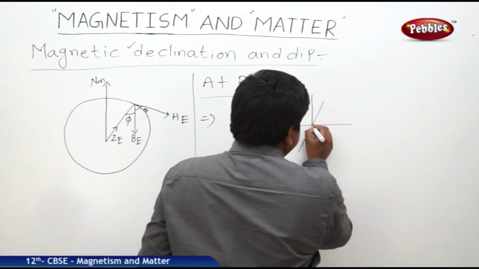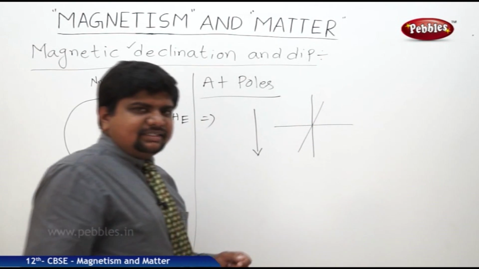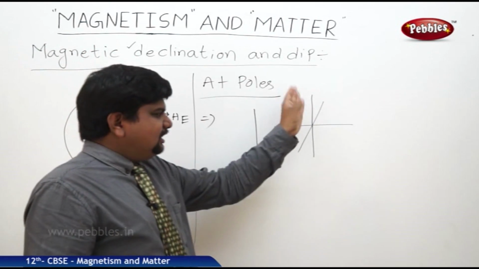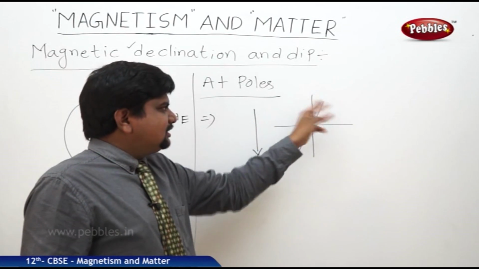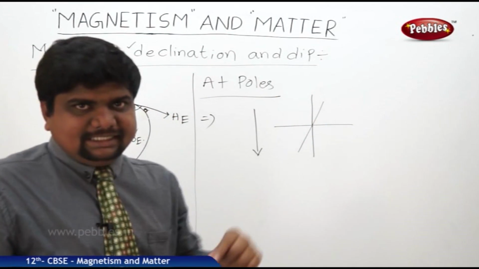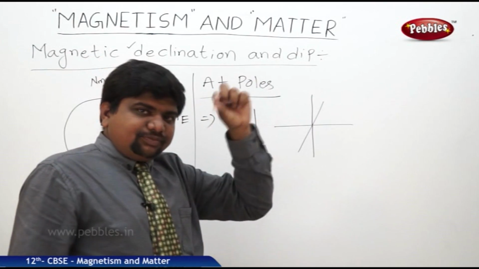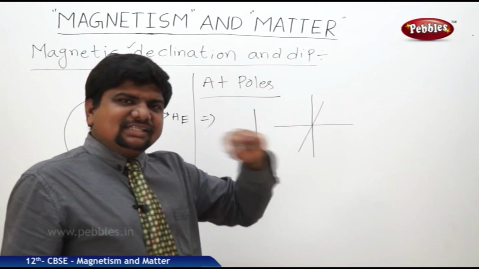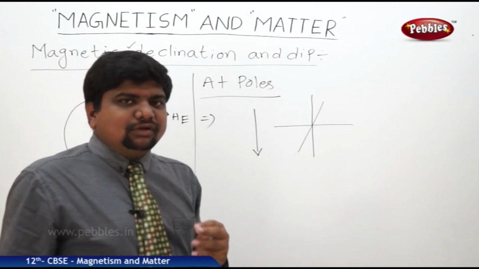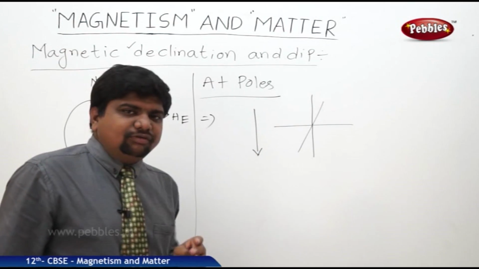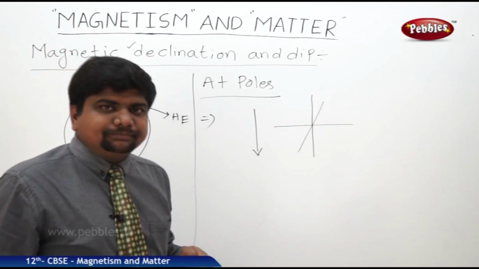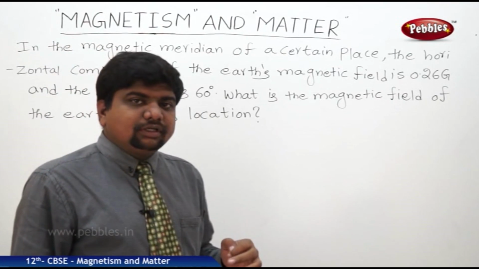Slight angle, very slight, because it is near the poles. So in that direction we will see a small dip angle. Because of this small dip angle, there won't be a significant magnetic field at the poles. It seems to be downward in nature.